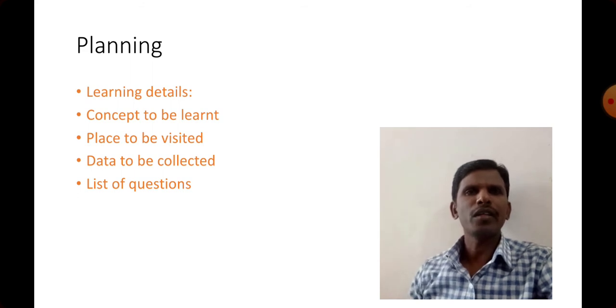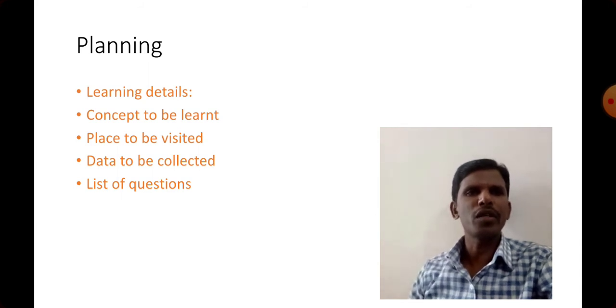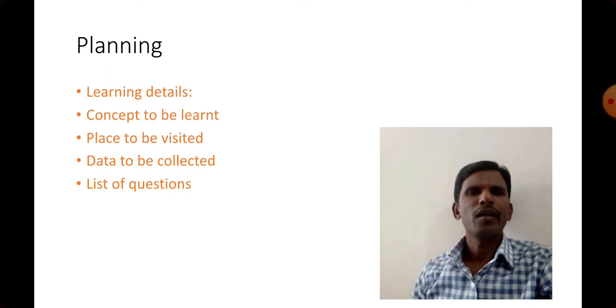First one is what concept is to be learned by visiting that place or field. Second one is which place they are going to visit. The third one is what data is to be collected to learn or generalize the topics, and which type of questions should be asked at the field or the place of visit. With these details we should prepare the plan.